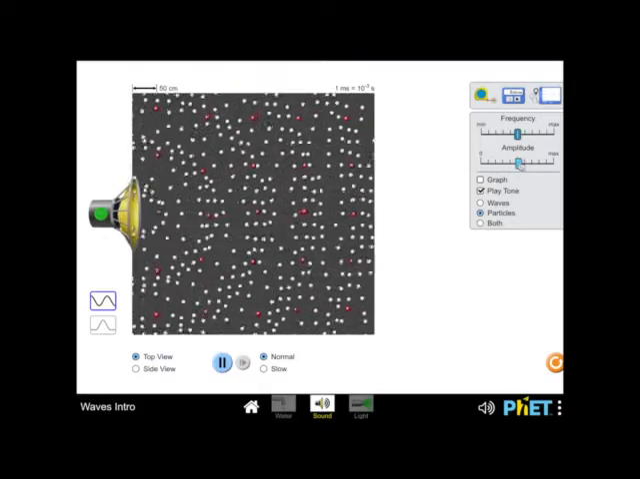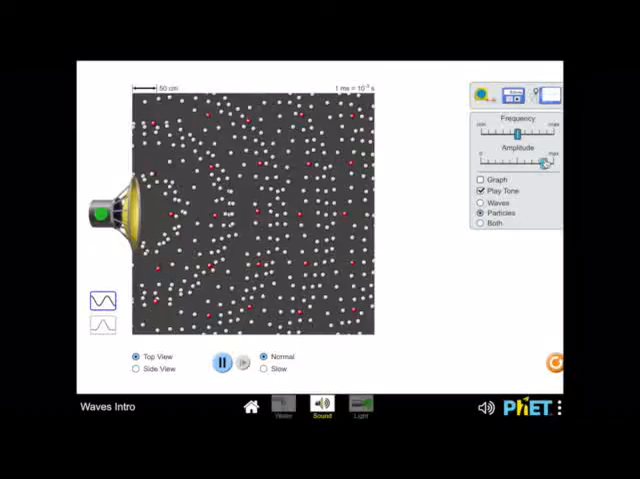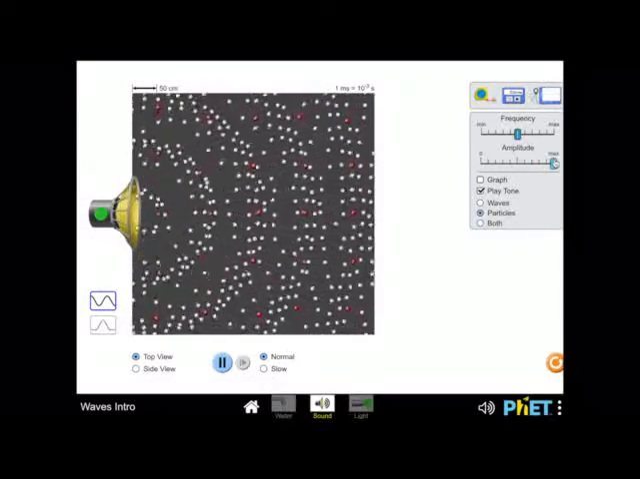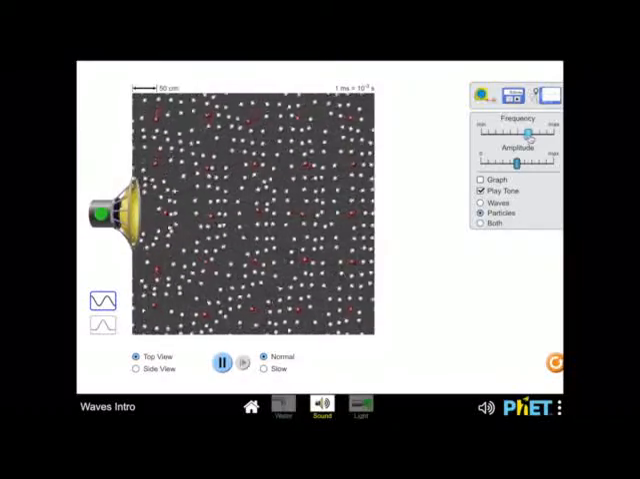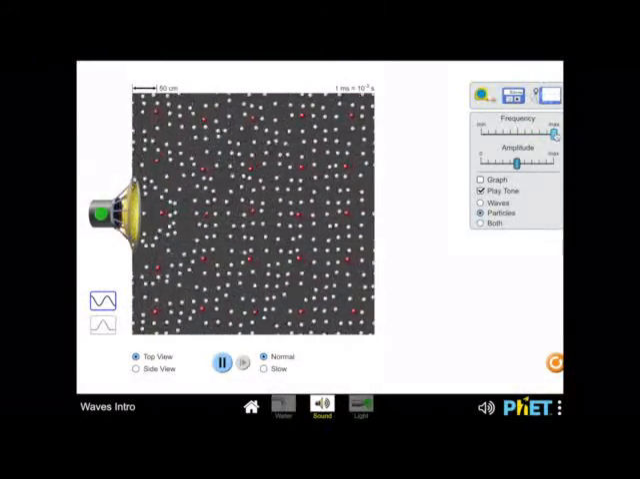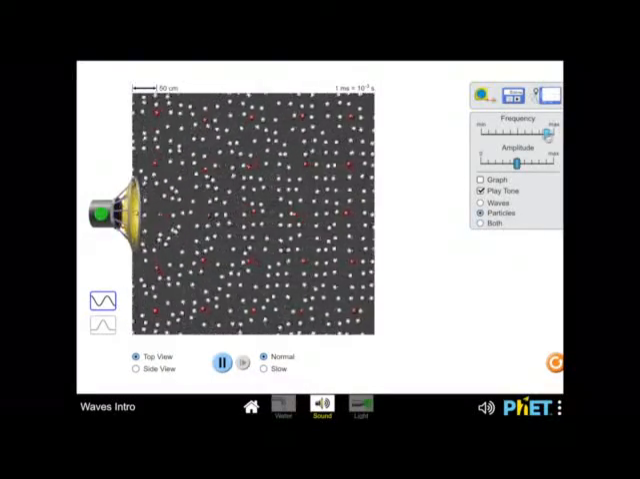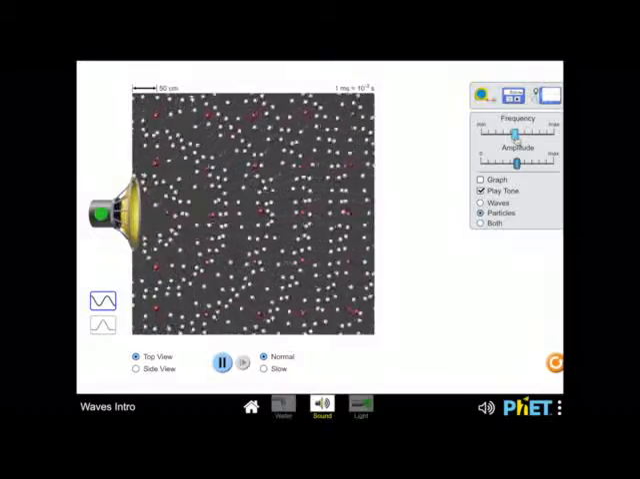Again, if I move the amplitude slider to the right, to the maximum, you can see that the compressions get much bigger. Now let's look at the frequency of the wave. If I move the frequency slider up to the maximum, you can see that the waves get much closer together, and more of them will pass a point in a given second, even though the wave's speed is the same.